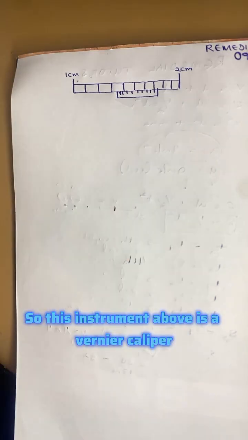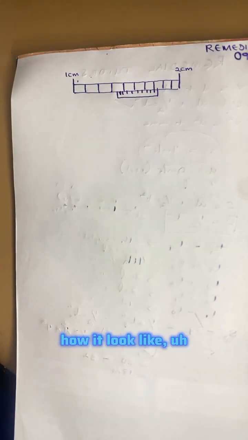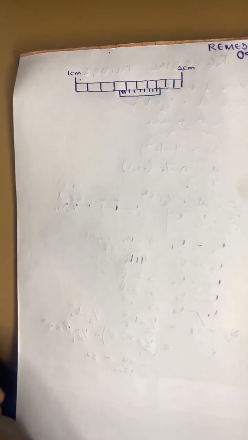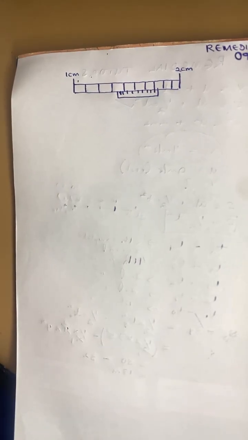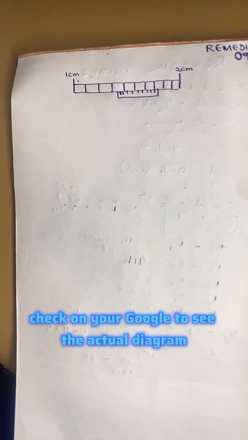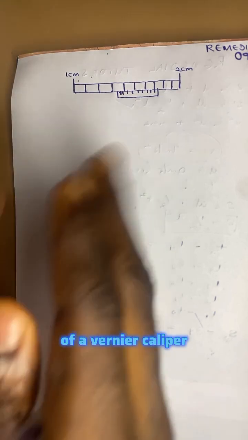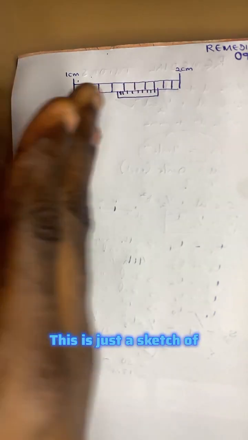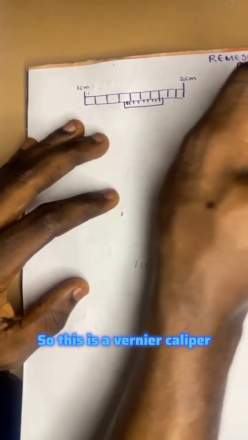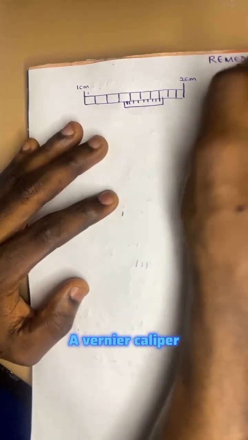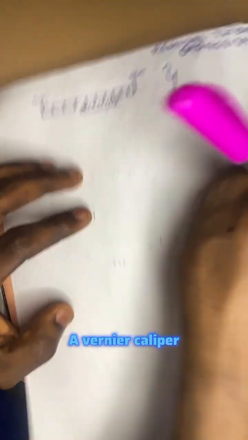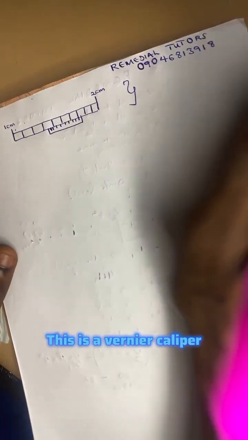So this instrument above is a vernier caliper, although this is not how it looks like. You can check on your Google to see the actual diagram of a vernier caliper. This is just a sketch of how a vernier caliper should look like. So this is a vernier caliper.